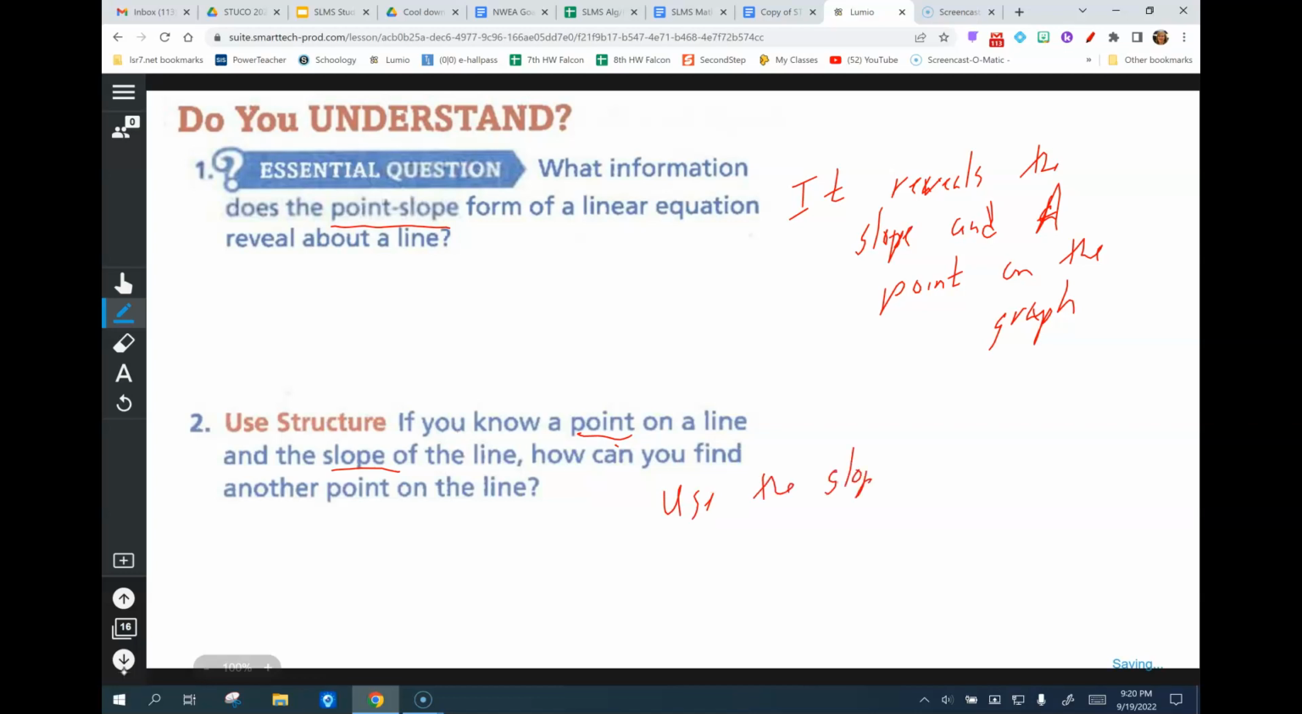So you're going to first plot a point. So plot the point and then use the slope by moving, remember, top number goes up and down, bottom number goes left and right. Use the slope to find another point. So if I have a point plotted and I know the slope, I can count up and over, down and over, whatever, and find another point.